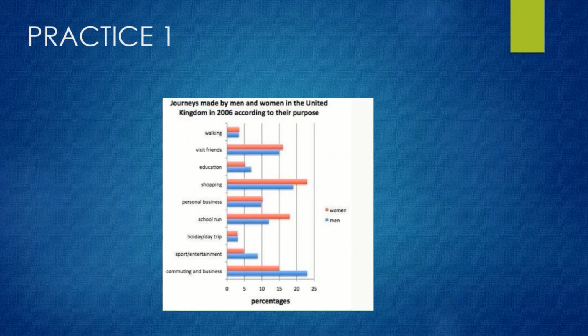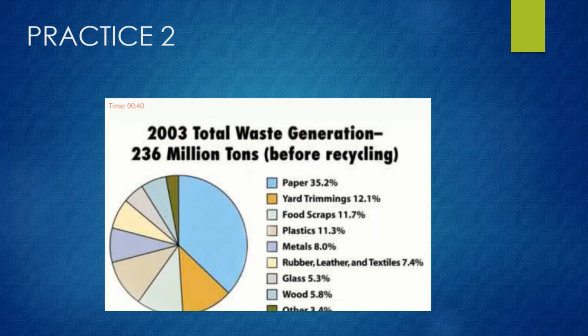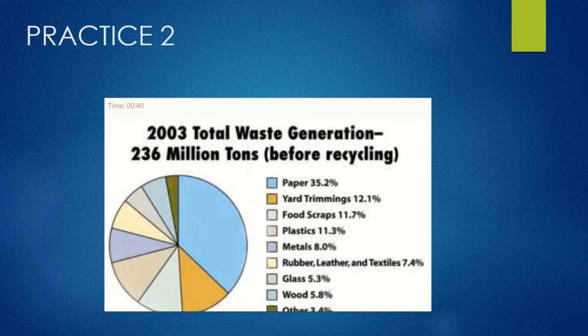So there is need for you to look at the graph or whatever image is before you, and describe it without hesitation, without pauses. That is why you're given the 25 seconds to look at the image before you and describe it. Here is an example of a pie chart, and it goes this way. The pie chart shows 2003 total waste generation in million tons before recycling. Paper had the highest total waste generation, followed by yard trimmings, food scraps, and plastics. Glass, wood, and other had the lowest total waste generation before recycling in 2003. In conclusion, this is a very informative chart.